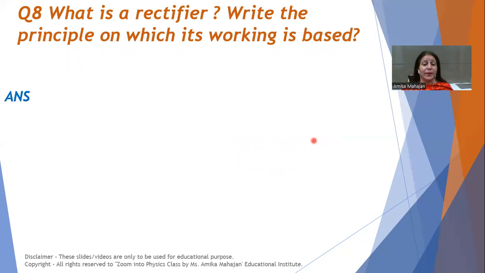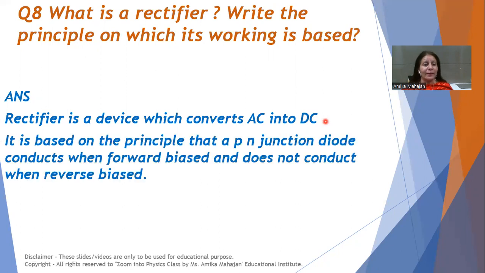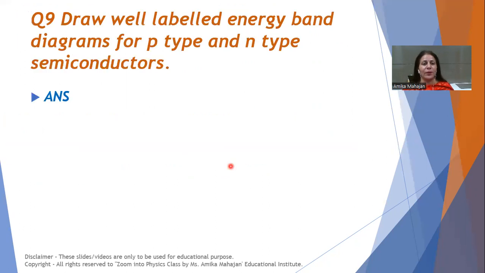What is rectifier? Rectifier is a device which converts AC into DC. Write the principle on which its working is based. Actually, diode acts as rectifier. So diode will conduct only when it is forward biased and does not conduct when reverse biased. So this is the principle on which rectifier is based. This is the principle of working of rectifier.